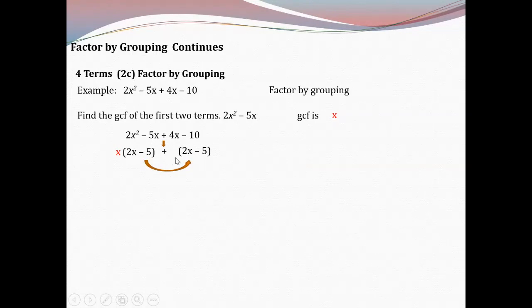Now here you can ask yourself, because something has to go here, a number has to go here. You ask yourself, what number times 2x will give me 4x? So the answer is 2. Because 2 times 2x will give me 4x, and 2 times negative 5 will give me negative 10. So I know I'm on the right track. Now what's the GCF between these 2 terms? It will be the 2x minus 5. So if you factor it out, what's left? The x plus 2. Okay.